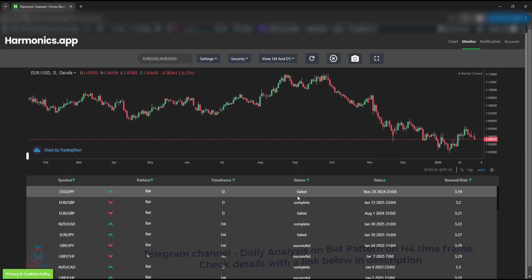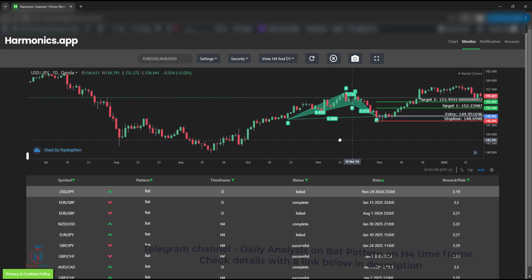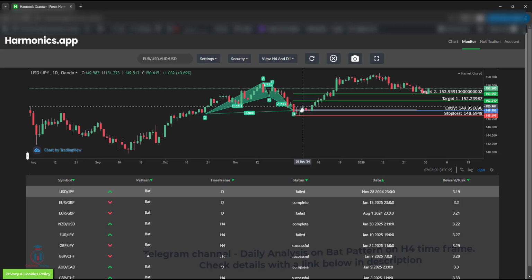3 patterns that have been formed. The first one is a failed one, so when you click on it, you will immediately see this pattern showing on the chart, which means a failed one. That means the stop loss has been reached.